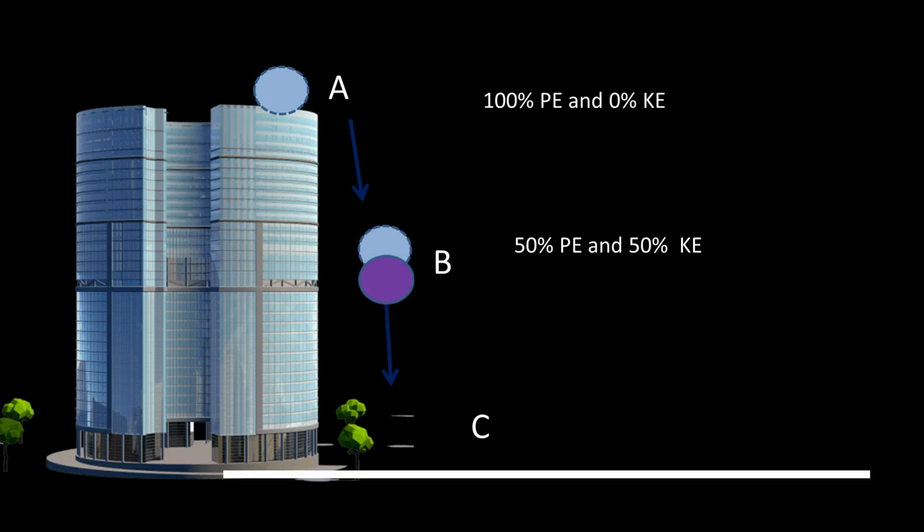Next, the next position is position C, where it is just about to strike the floor. And so it's just the instant before it hits the ground. So it will have 0 potential energy because it can't fall anymore. It's also going at its fastest velocity, so it will have 100% kinetic energy.